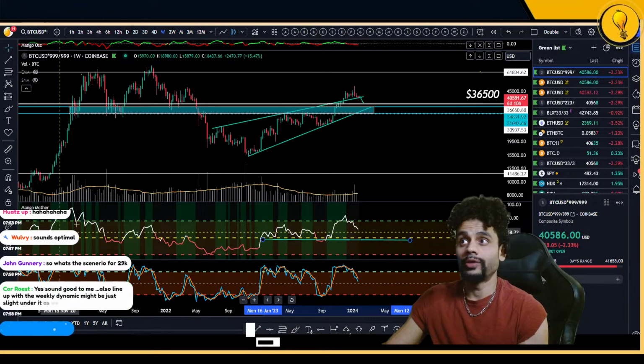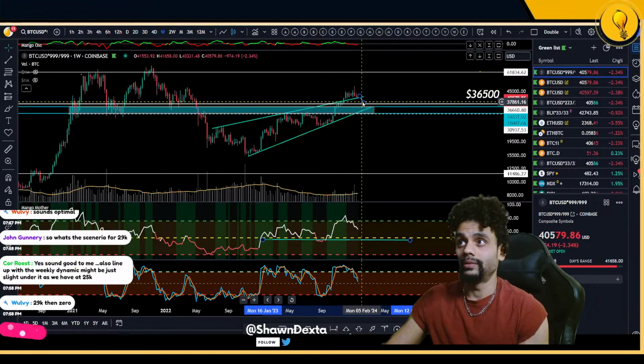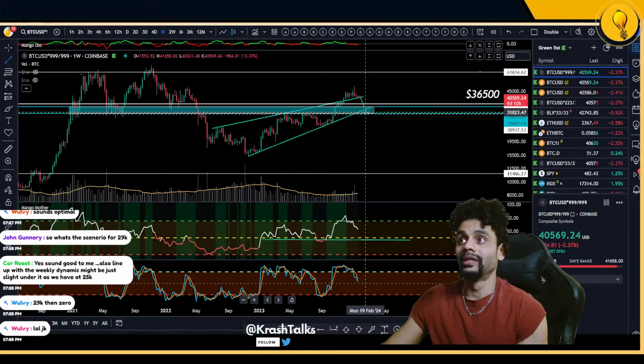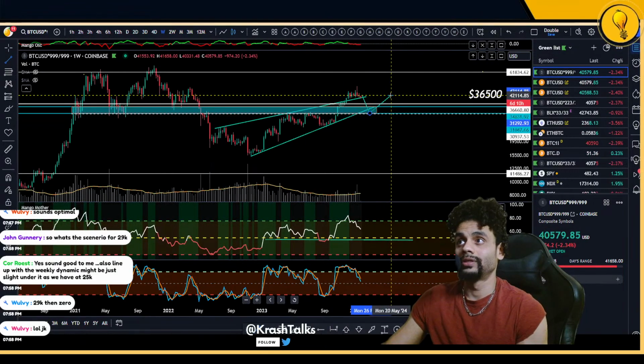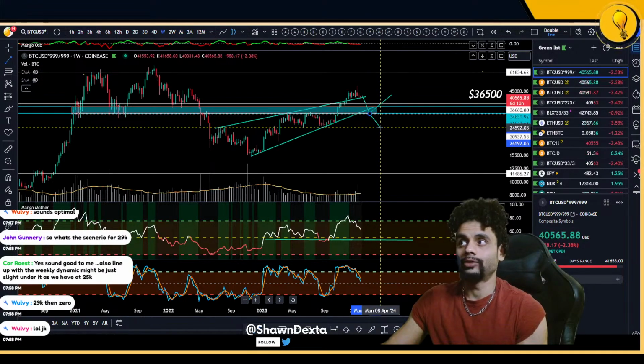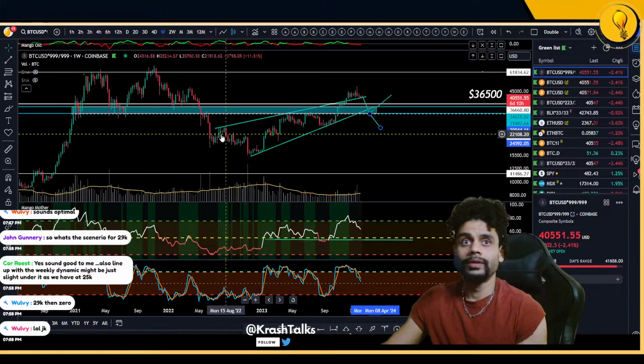So what's the scenario for 21K? The scenario for 21K is us breaking back into this wedge, right? So we break back into it like this, test the blue box territory, wick underneath, close back into it, and then we're hoping to God that we use the bottom of the trend line as support and go to the upside. Because if we don't, 29K is not where we stop, man. I say 26K. Yeah, weekly dynamic is around there too.